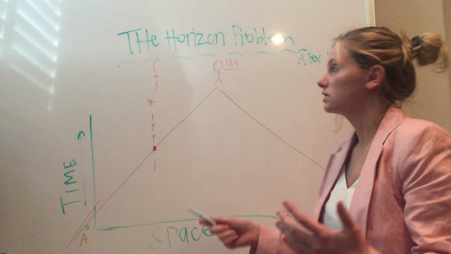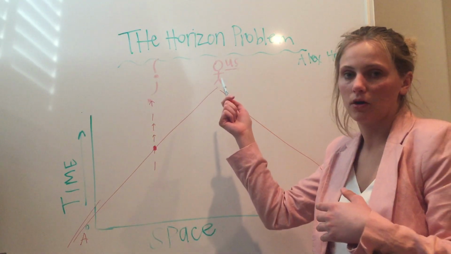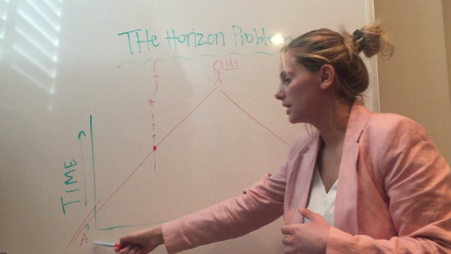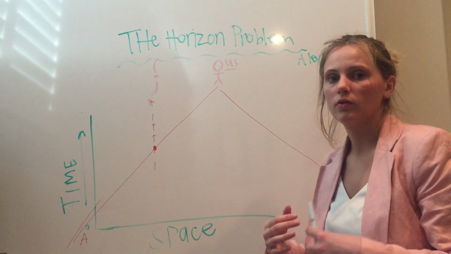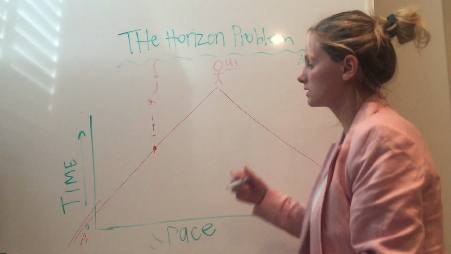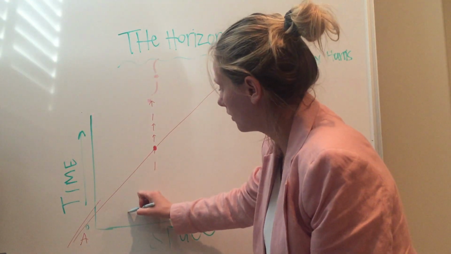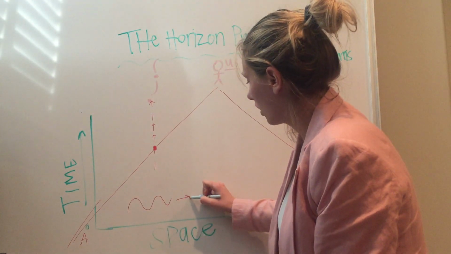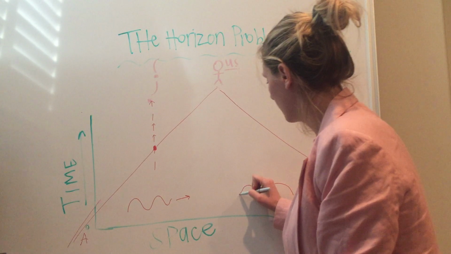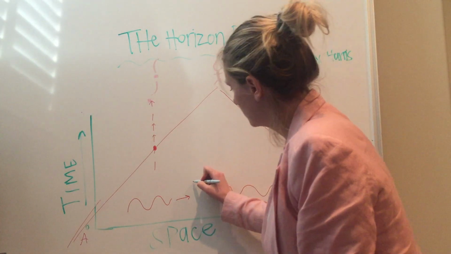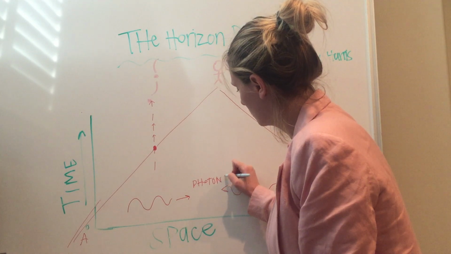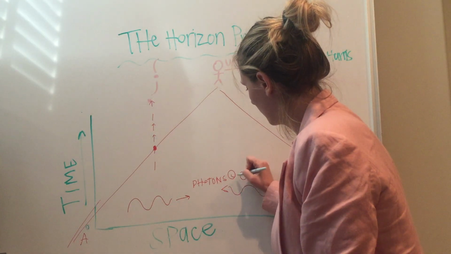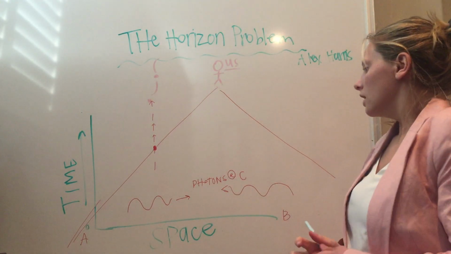And that leads us to ask the horizon problem. That's saying, why do point A and point B have the same temperature when they're on opposite sides of space? Because we know that photons are emitted at the speed of light and travel at the speed of light. So these are our photons, and that moves at c.